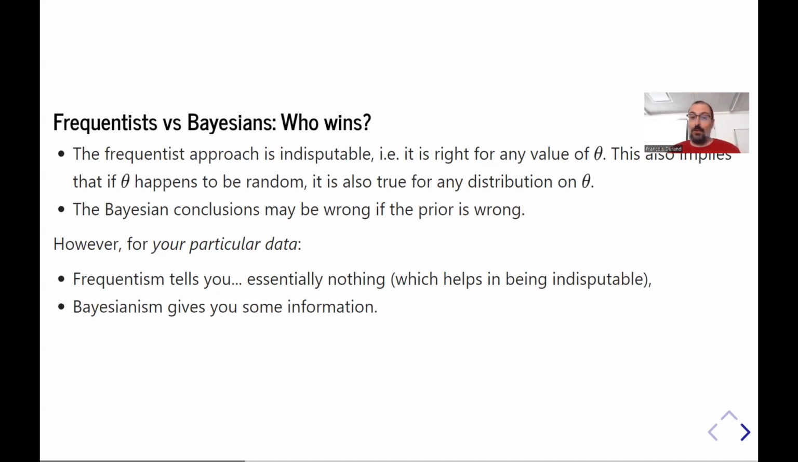The problem is that for your particular data, frequentism tells you essentially nothing, whereas Bayesianism will give you some information. For instance, in Monte Carlo approaches, like you said, it makes sense because you're drawing random variables. But the problem is that when you do a Monte Carlo approach on something, and that will be my very last example of the talk, theta exists and it's fixed.